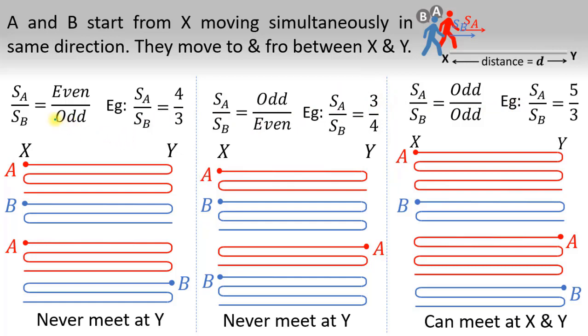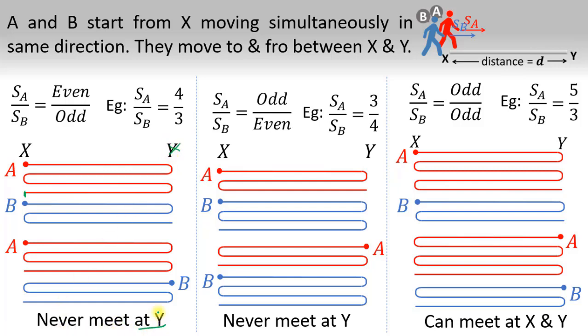Let's talk about this first case. Even upon odd. A covering an even number of rounds will always end up at the starting point. A starting from X will always end up at X, whereas B covering an odd number of rounds will end up at the opposite end. So the meeting will never happen at Y. They will never meet at Y.